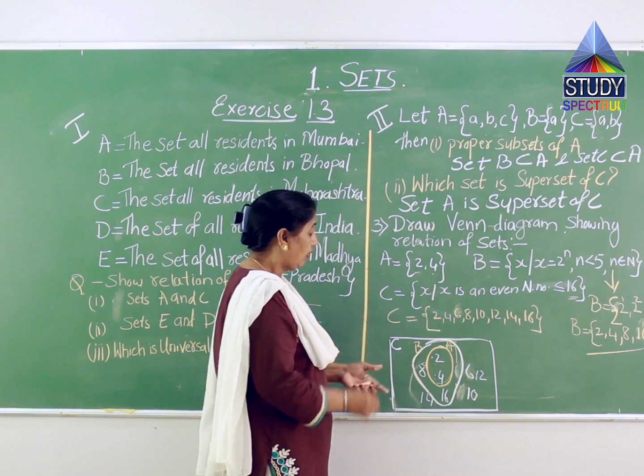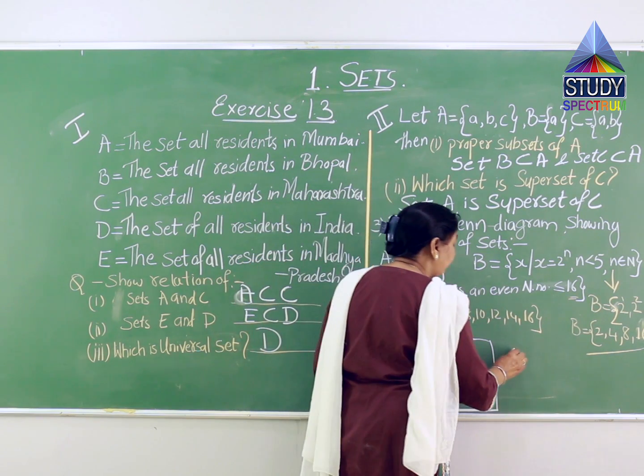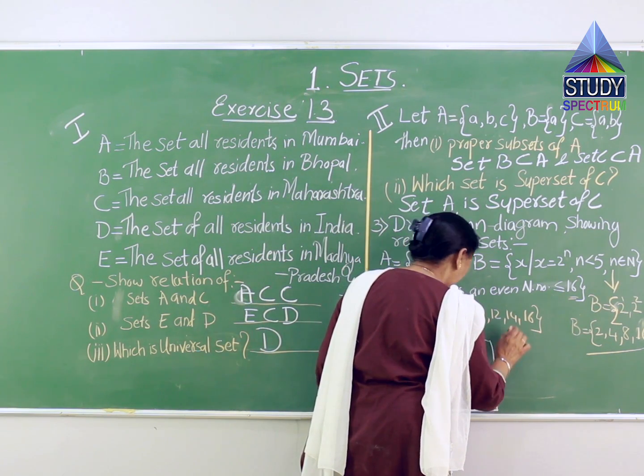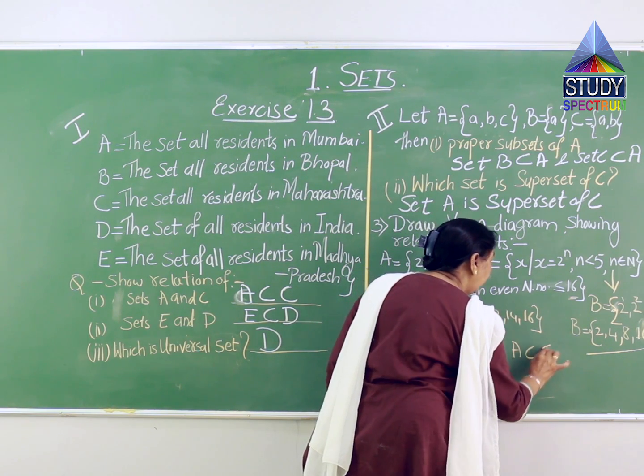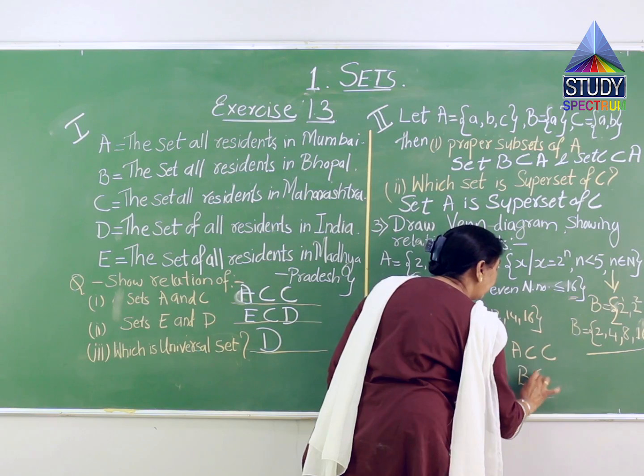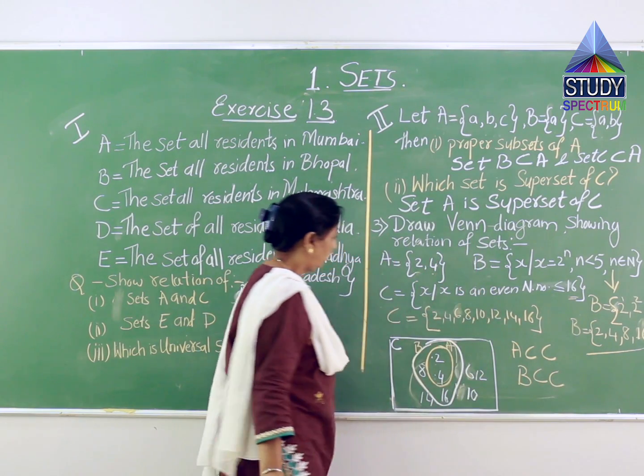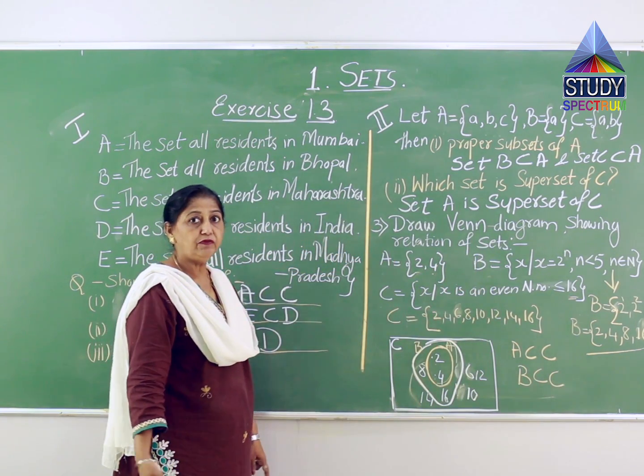So this is also the relation between them. C is a universal set, and A is a subset of C. B is also a subset of C. Now let's move on to the fourth sum.